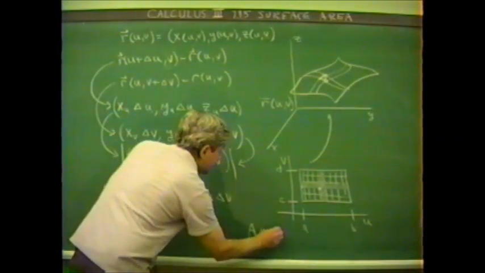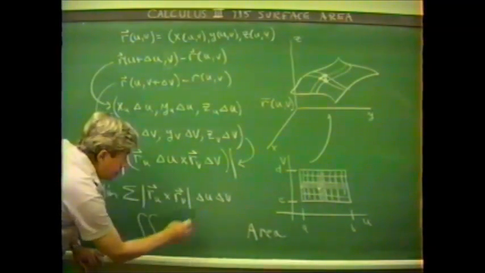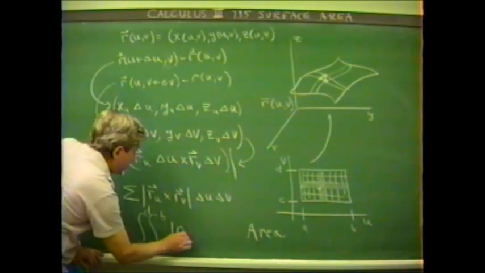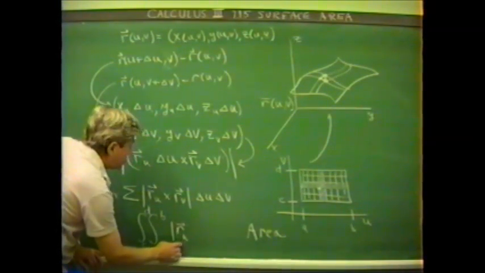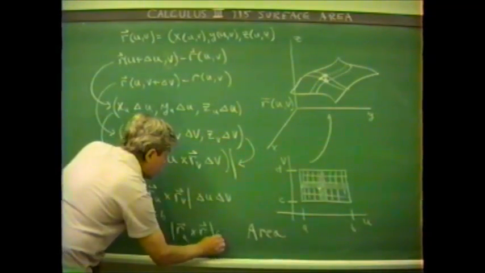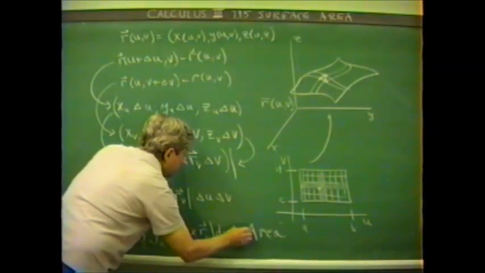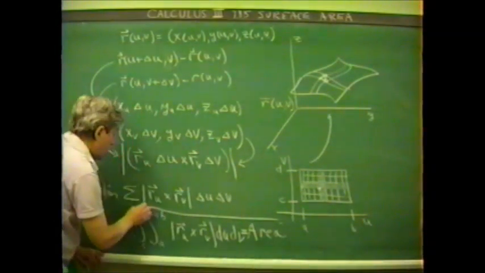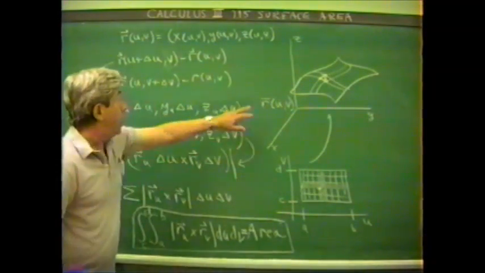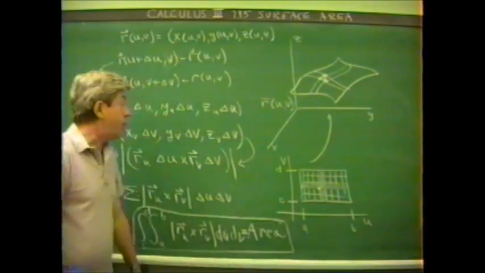And so the surface area is given by the following formula. It's going to be the double integral. In this case, we go from a to b and then from c to d of the magnitude of partial of r with respect to u, cross partial of r with respect to v, du dv. So here's a formula then for the surface area. Right? When the surface is given by a vector valued function r of u and v, where u and v come from a plane.